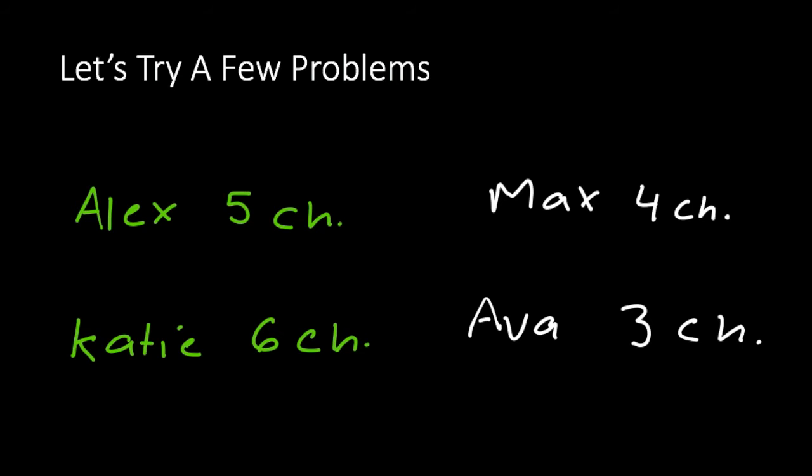So for our first problem, you can see Alex, Katie, Max, and Ava. What we're doing here is we're going to plot all these guys' numbers on a line plot. I'm going to draw a line plot here. A line plot is almost the exact same as a number line. On the line plot, instead of putting the numbers, we're going to put these names here. Let me put these guys.